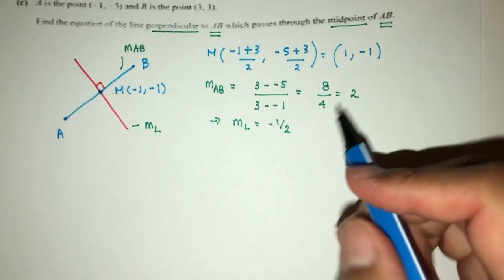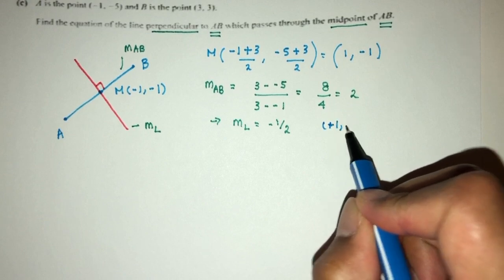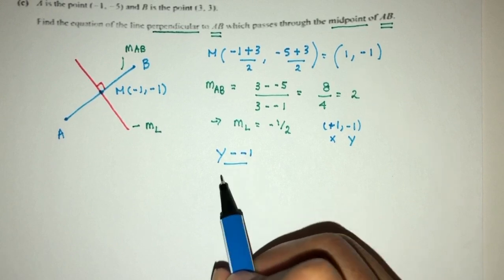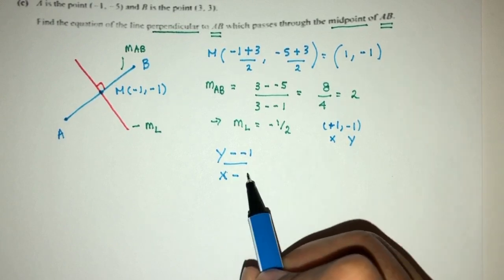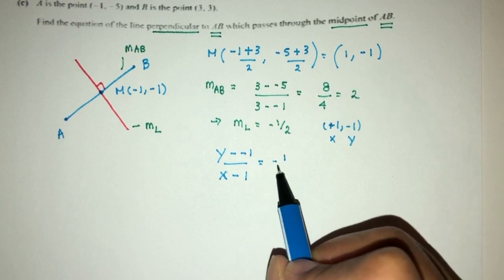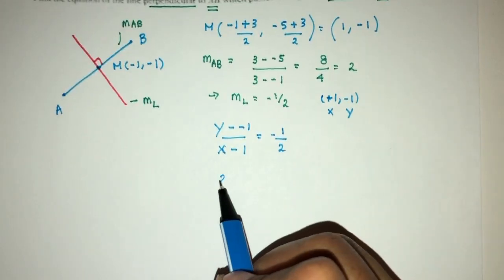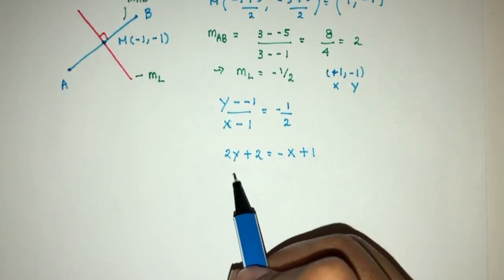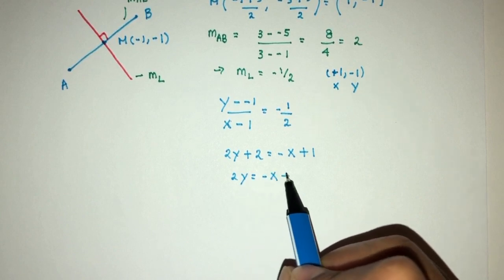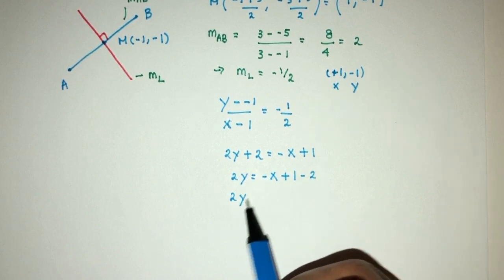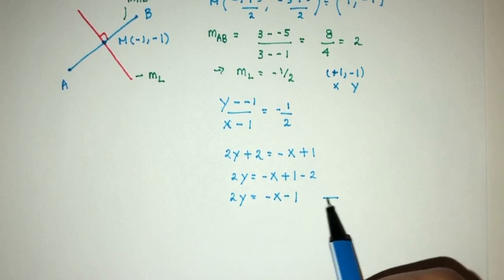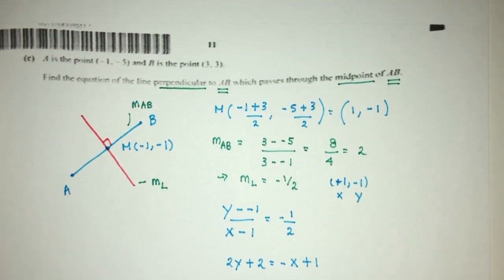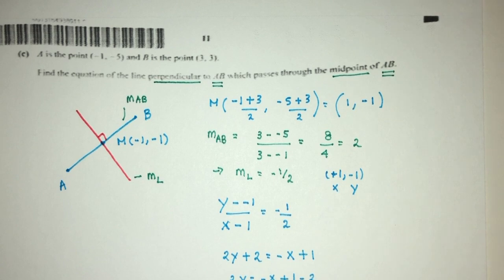Now we have the gradient. We also have a passing point, (1, -1). That will be the x and the y value. So (y minus -1) over (x minus 1) should give you minus half. So cross multiply, that will give you 2y plus 2 is equal to minus x plus 1. So 2y is equal to minus x plus 1 minus 2. So 2y has to be minus x minus 1. And this will be your equation of the perpendicular bisector of the line AB. That will be question number 6.